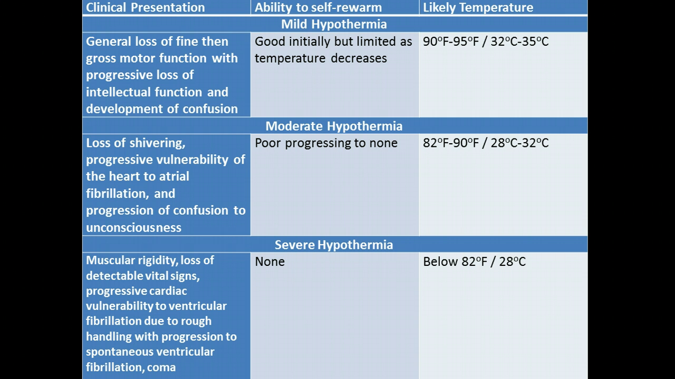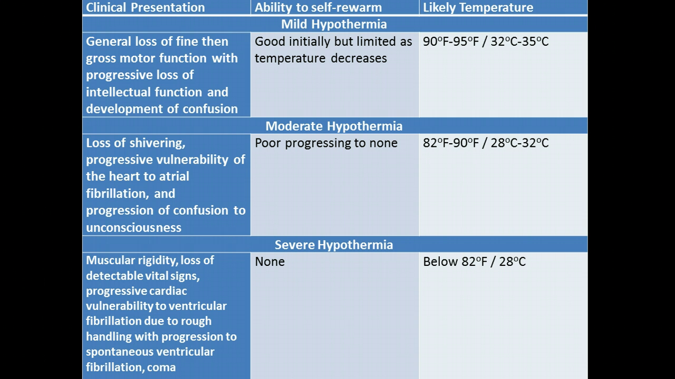In moderate hypothermia, they stop shivering, so they now have lost that mechanism of self-rewarming. The heart becomes vulnerable to an irregular heartbeat called atrial fibrillation, where the top part of the heart, the atria, just sit and shake instead of squeezing in a coordinated fashion. And as they get colder, they'll be confused and ultimately become unconscious. So as soon as they lose their ability to shiver, they really can't rewarm. And that's really at the transition from mild to moderate hypothermia. You can predict their core temperature will be somewhere between 80 to 90 Fahrenheit or 28 to 32 Celsius.